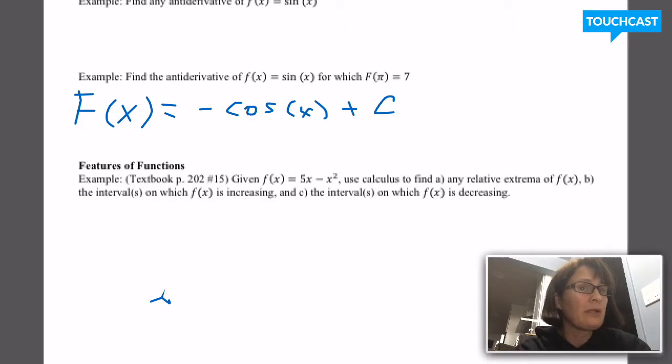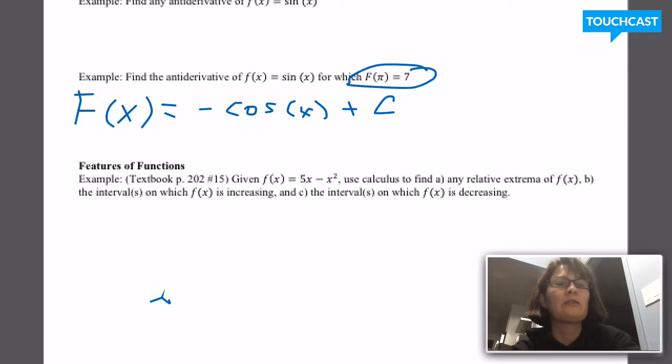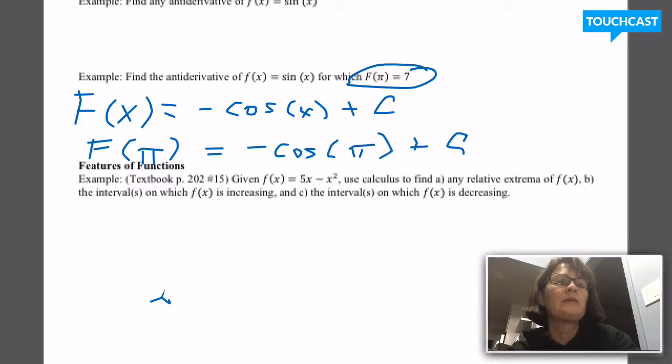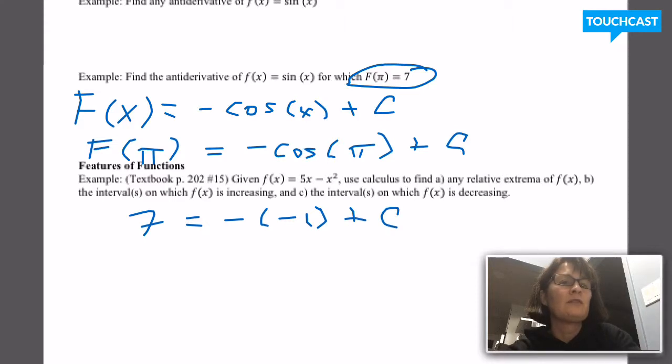So I'm going to try plugging in this ordered pair that they've given me, and I'm going to see if I can figure out what C is. So I know capital F of pi should equal the opposite of cosine of pi plus some constant. So capital F of pi is supposed to be 7, and that's supposed to equal the opposite of the cosine of pi, which is negative 1, plus some constant. So 7 is equal to 1 plus c. I can decide that c has to equal 6.